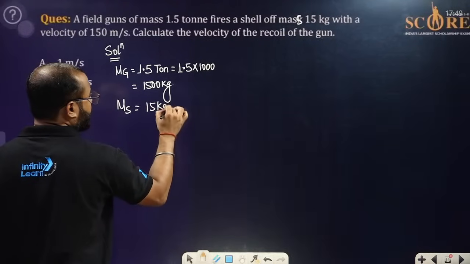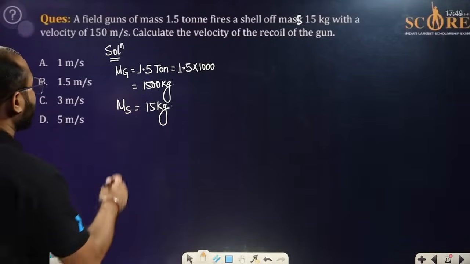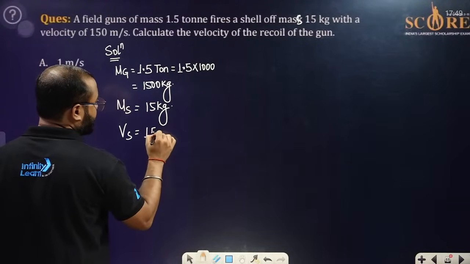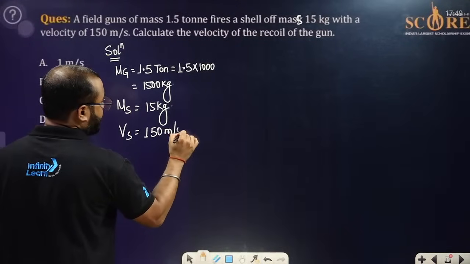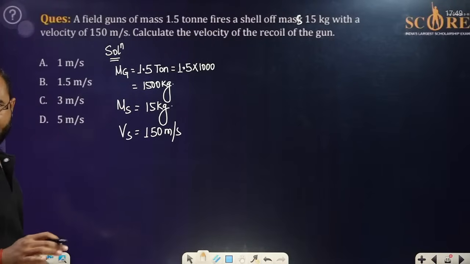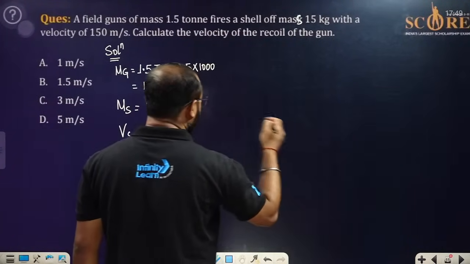Fine, no problem. What do we have to find? The velocity of the shell is also given. That is 150 meters per second. We have to calculate the recoil velocity. It's a very straightforward and simple question. So we will be using the law of conservation of momentum.